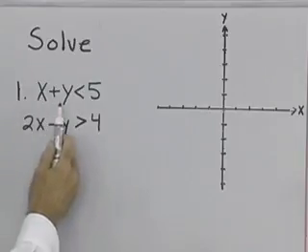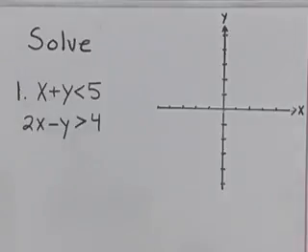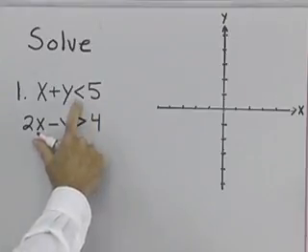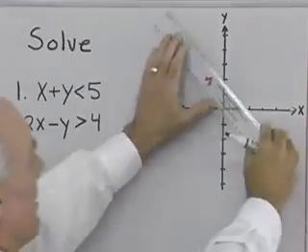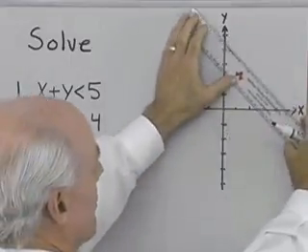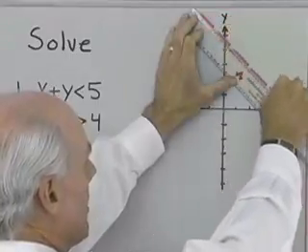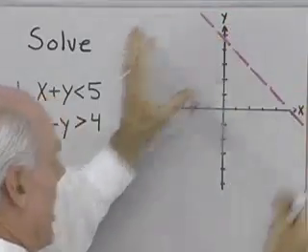So first of all, x plus y is less than 5. We know that the boundary line for this inequality is the line x plus y equals 5. And since my inequality is strictly less than, I'm going to graph the boundary with a broken line. So let's go up here to our little coordinate system, and I'll graph the boundary using a broken line.